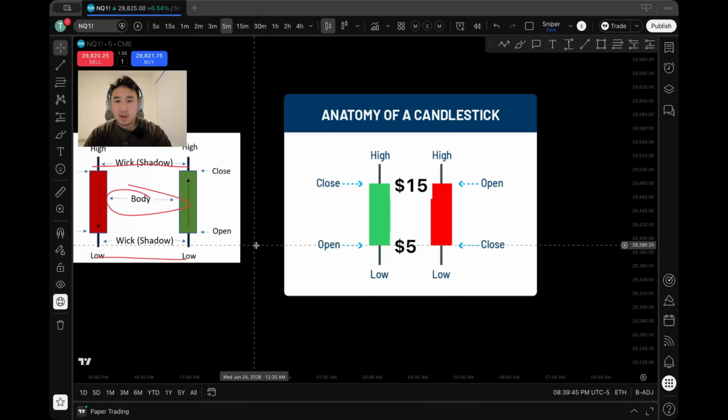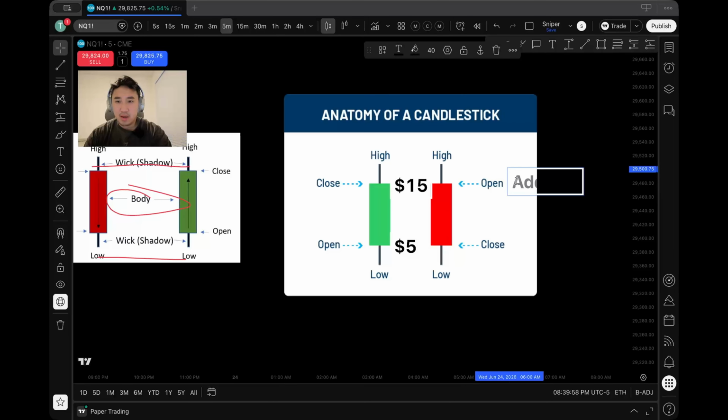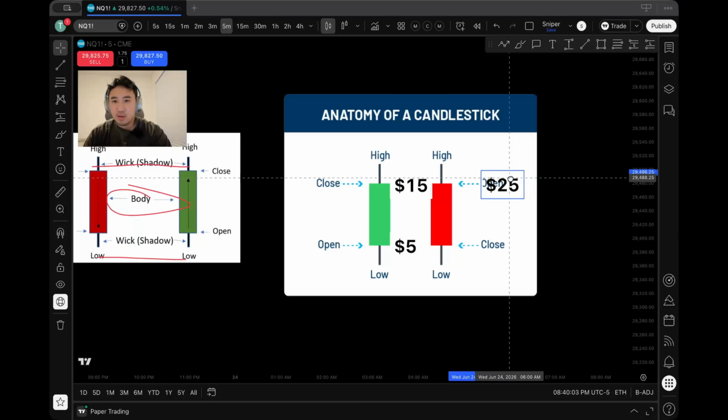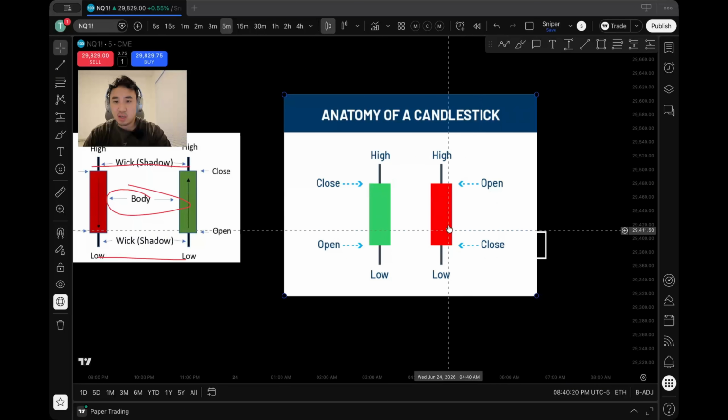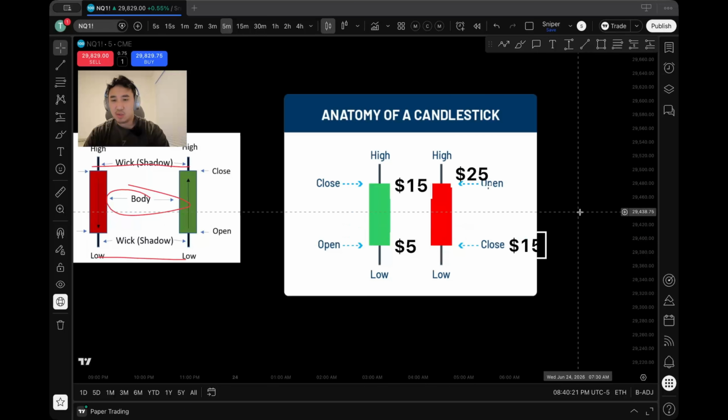And for a bearish candle here, let's just say that price opened at $25, and then closed at a lower price, whatever that is. It could be $5, it could be $15, but anything that's lower than 25. This would be considered a bearish candle just because the candle ended up closing at a lower price than what it opened at, right?